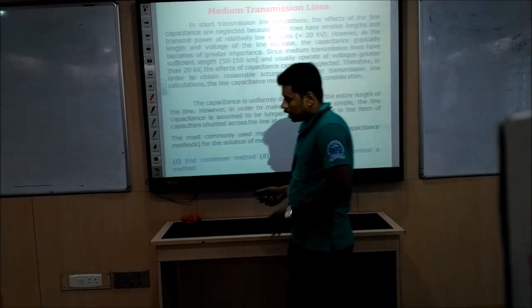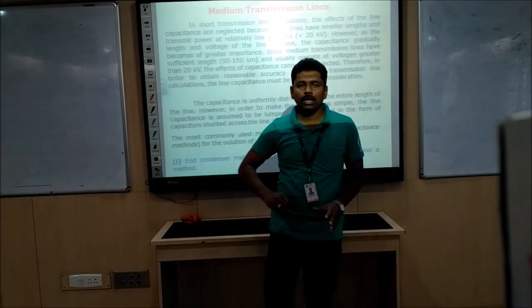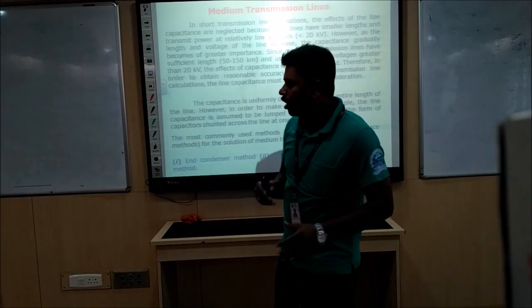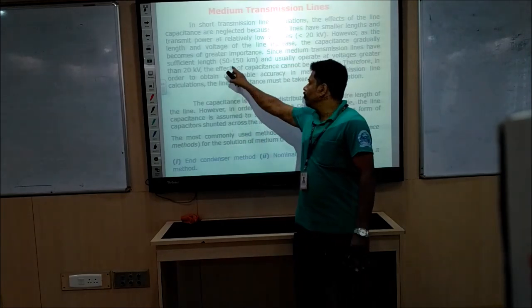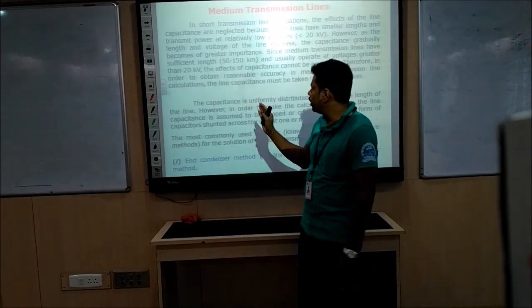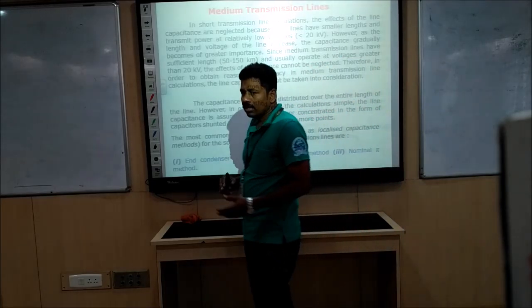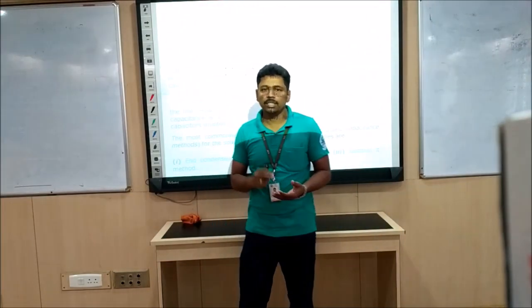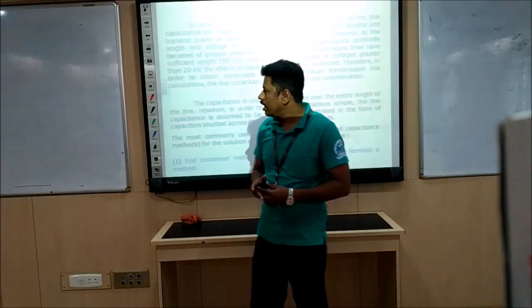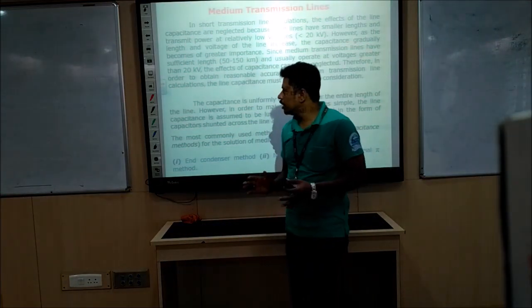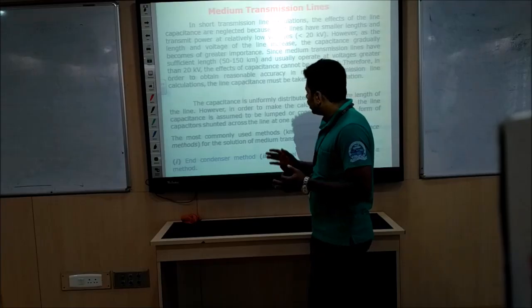Coming to the medium transmission line. In the medium transmission line, we already discussed that the model is for line lengths between 50 to 150 kilometers and voltage in the range of 20 to 100 kV. So here all three parameters are considered: resistance, inductance and capacitance. All three parameters are lumped parameters, and there are three models.